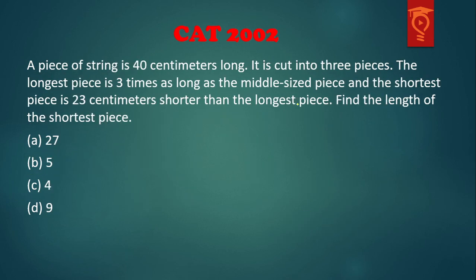Next question, 2002. This question we can do by using options and by using equations both. A piece of string is 40 centimeters long. It is cut into 3 pieces: the longest piece, middle sized piece, shortest piece. So let the shortest piece, middle sized piece and longest piece be S, M and L centimeters long respectively. So one thing that we know for sure is S plus M plus L is 40.